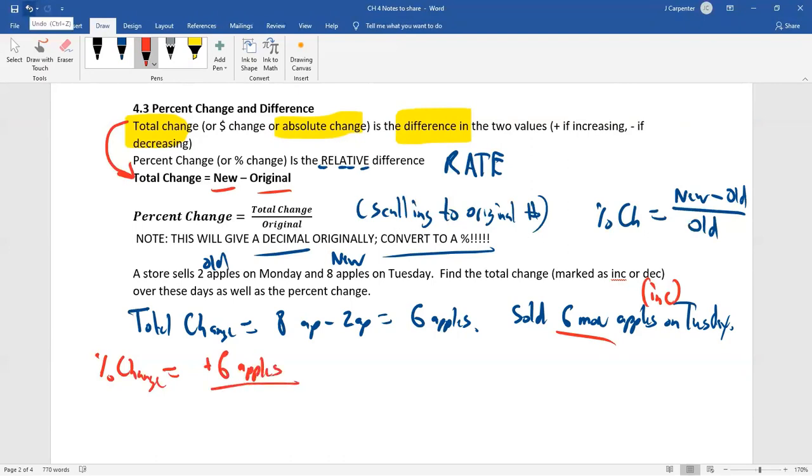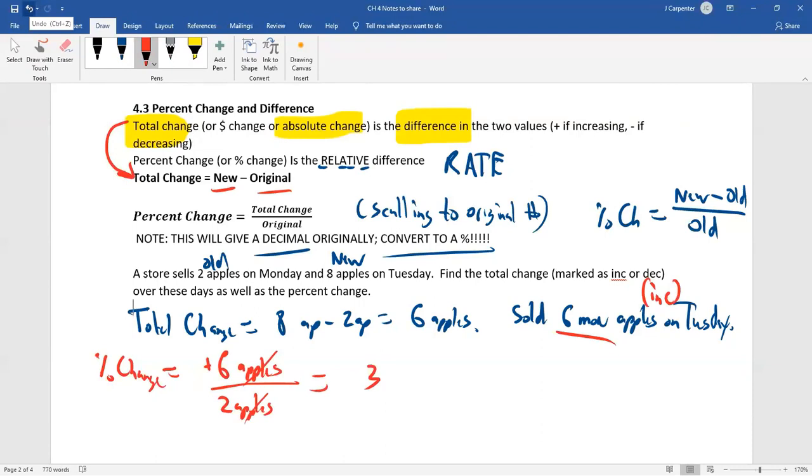And then we divide that by the original number of apples, not the 8 apples, the 2 apples. And when we do that, the apples cancel. 6 divided by 2 is 3, and we get 3. Now, there's no units here. That's pretty common. Percent change is generally going to be unitless because these units will cancel each other out.